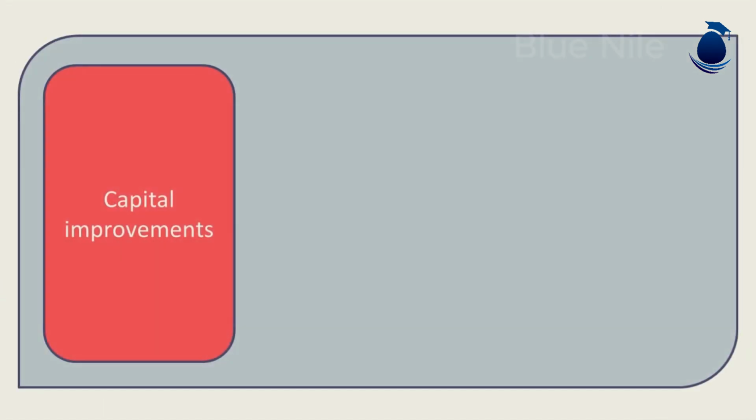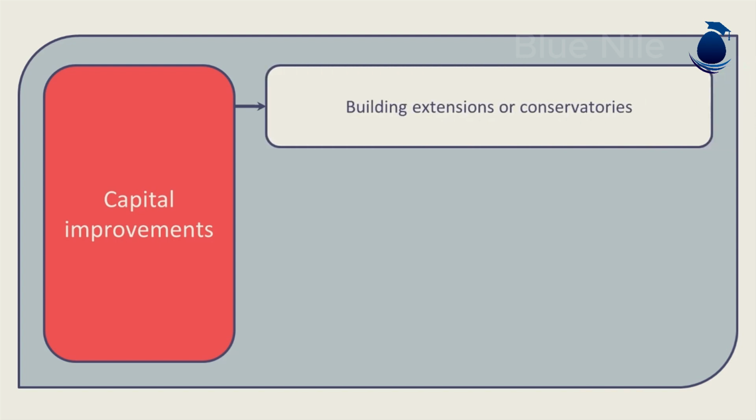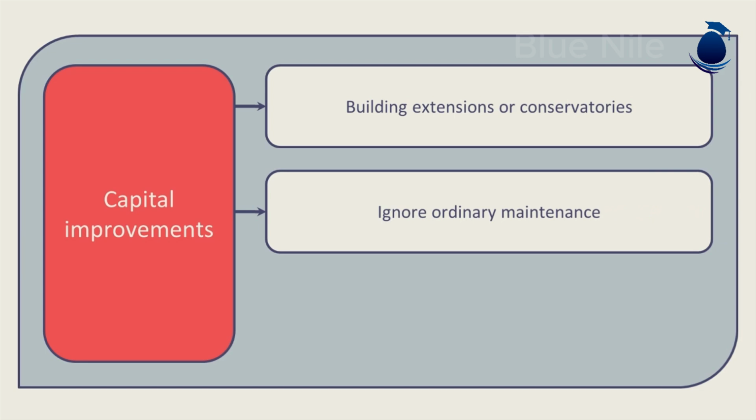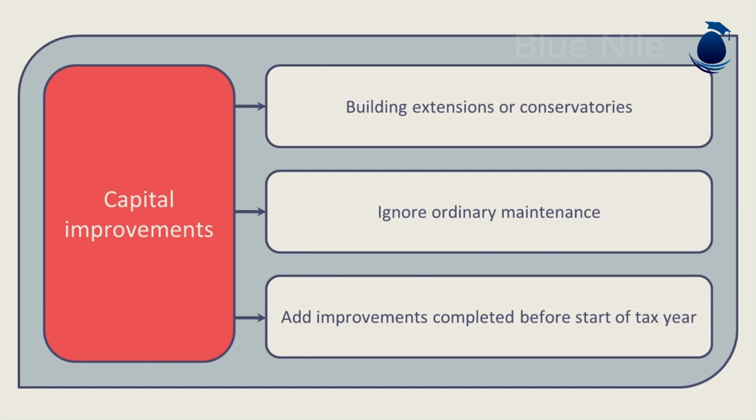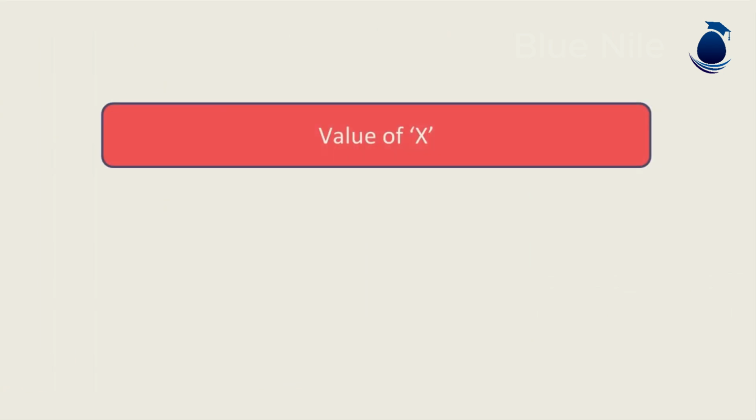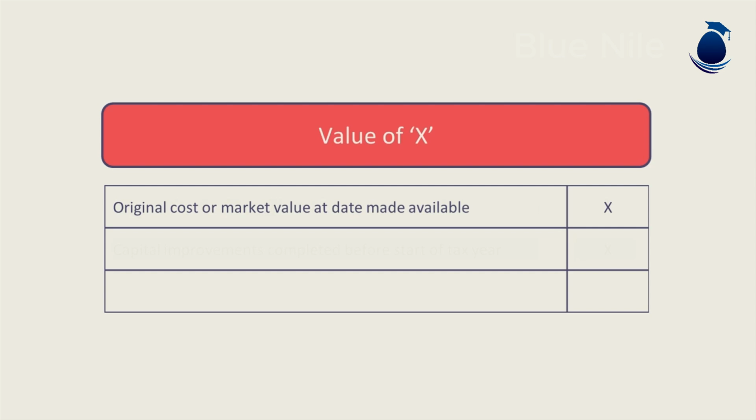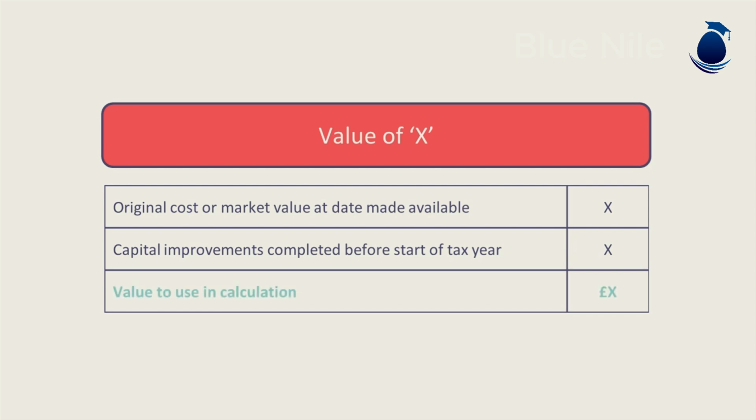Part 2 is then to think about any capital improvements made to the property, which could include things like building extensions or conservatories. We're only interested in capital improvements, not just ordinary maintenance like decorating or gardening. The rule here is that we only add into X capital improvements completed before the start of the tax year that we're working on. To summarise, the value of X to put into our formula will be the original cost or market value at the date made available, plus capital improvements completed before the start of the tax year, to arrive at the value to use in the calculation.